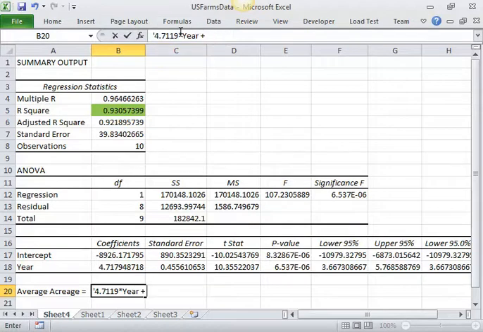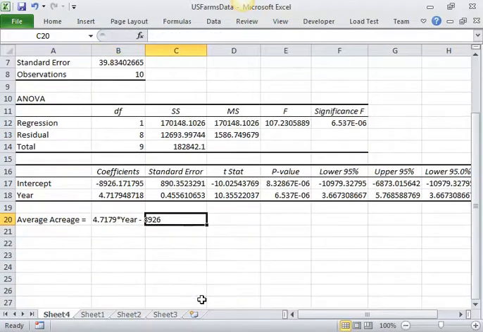And oh, wait a minute, 4.794. Okay. So this is plus a negative 8926. And if you add a negative, it's the same thing as subtracting. So it's minus 8926 and some other digits. So this is basically my equation for predicting how much acreage we would have per year.